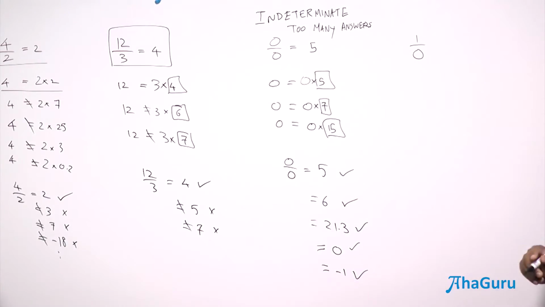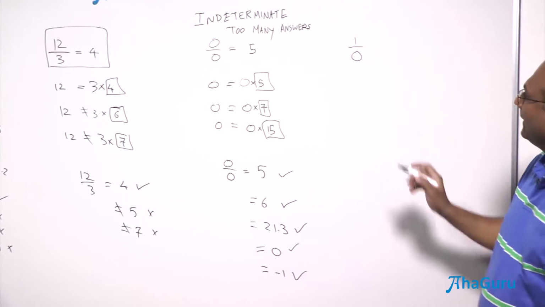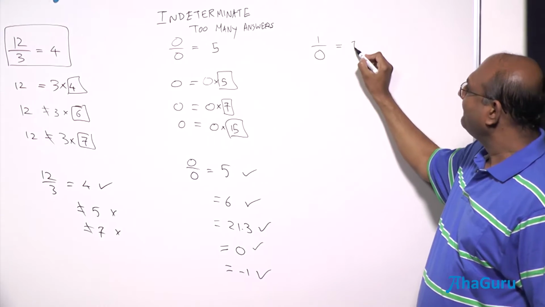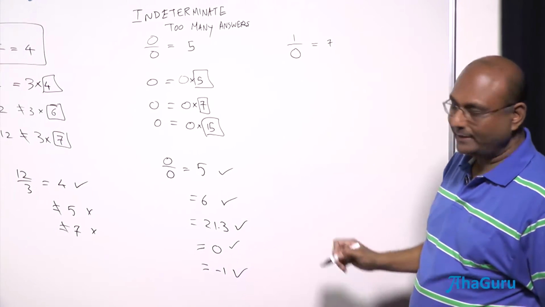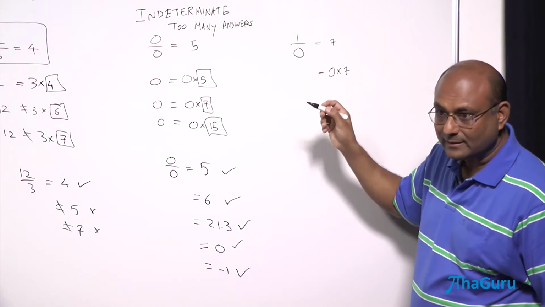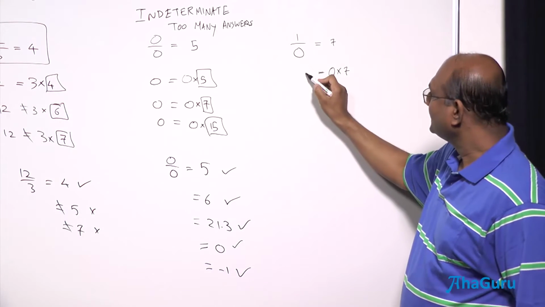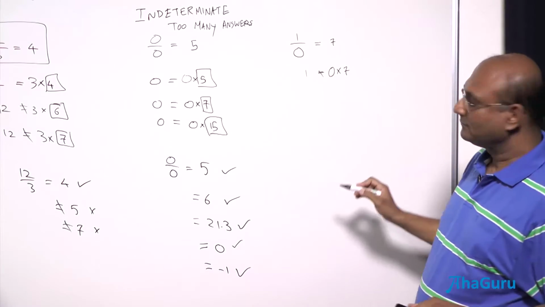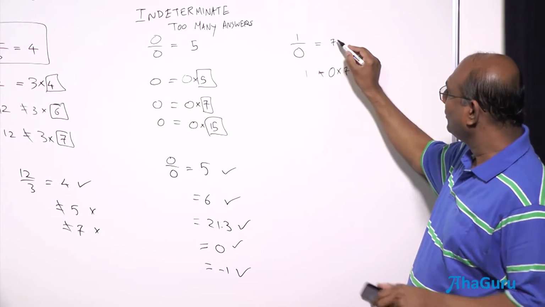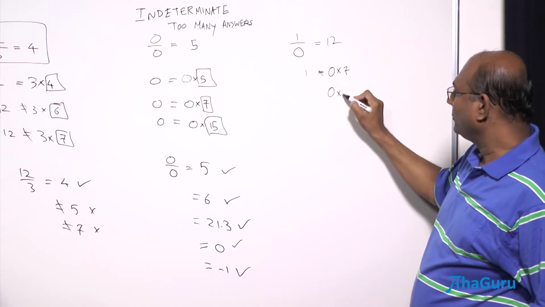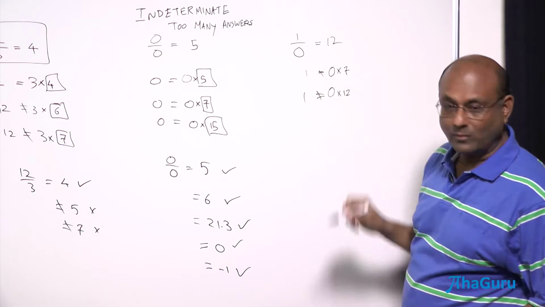Whereas with 1 by 0, let us think about 1 by 0. If I ask, is 1 by 0 equal to 7? I can ask the question, right? That means 0 into 7 must be 1, is it? No, it is 0. So this is not equal to 1. So 7 is not a good answer. Okay. Is 1 by 0 equal to 12? No, because 0 into 12 is not equal to 1.